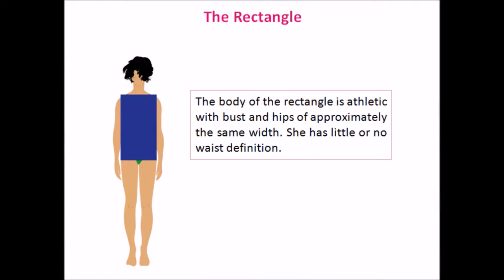The rectangle woman. The rectangle woman is very similar as well to the hourglass. The only difference is that she doesn't have a defined waist definition. Symmetrical shoulders and hips, muscular arms and legs, average breast and defined waist, and balanced figure.